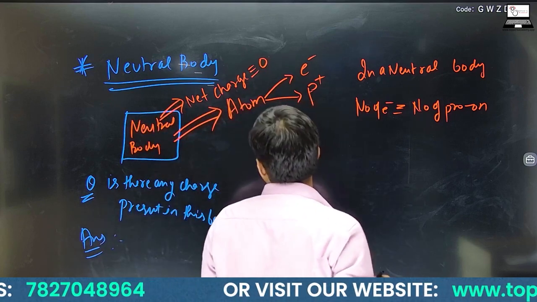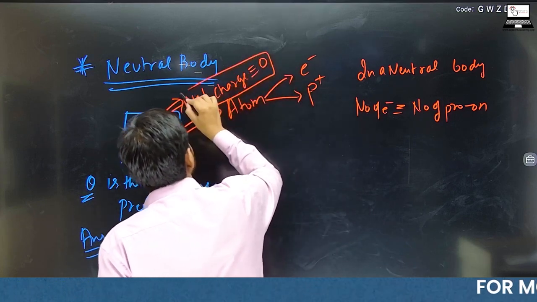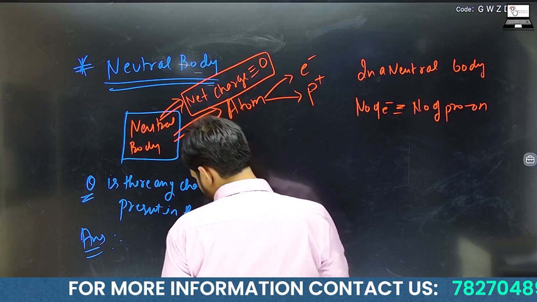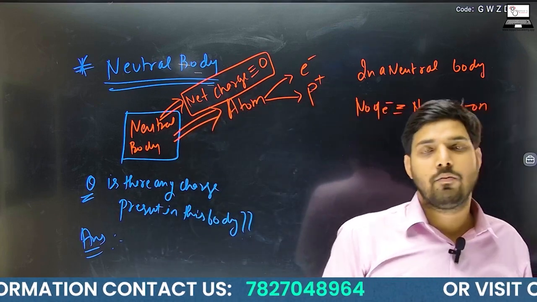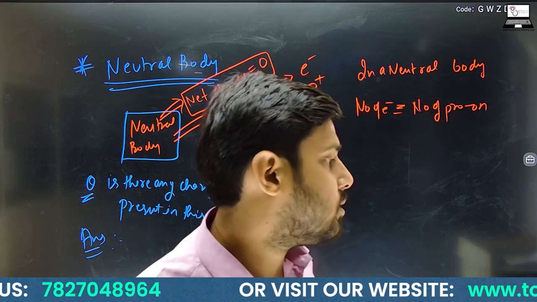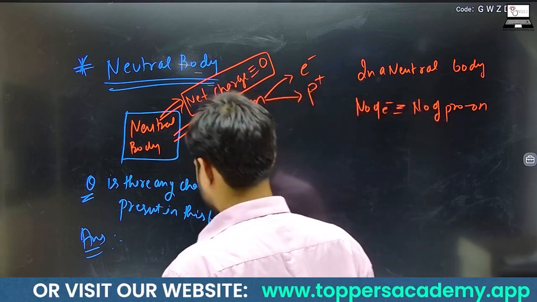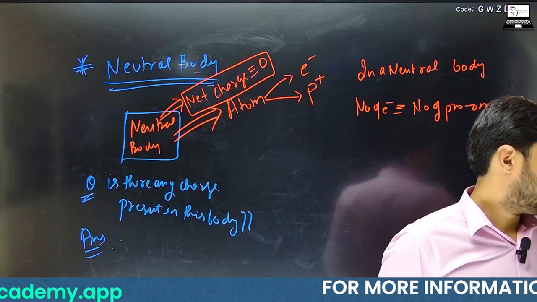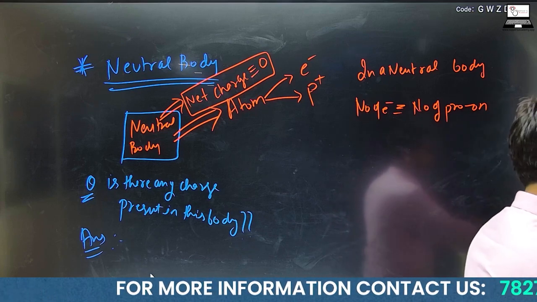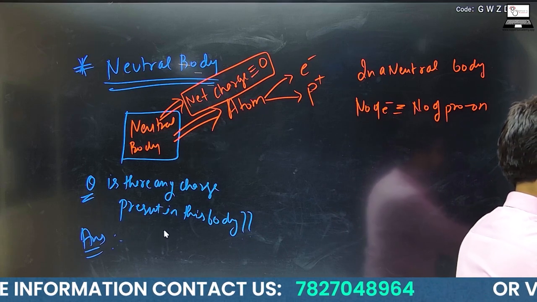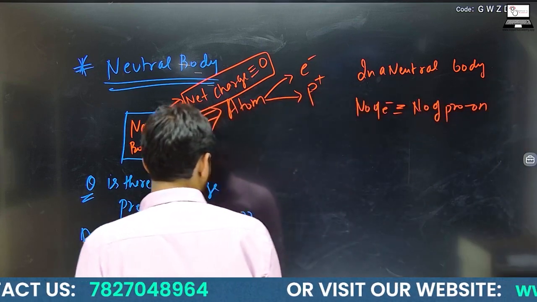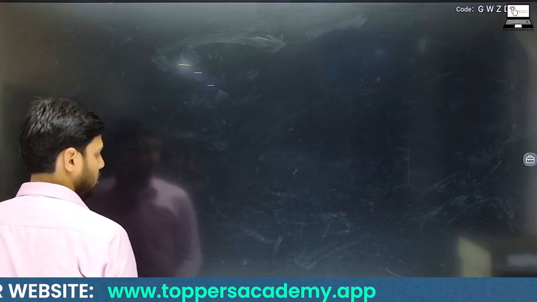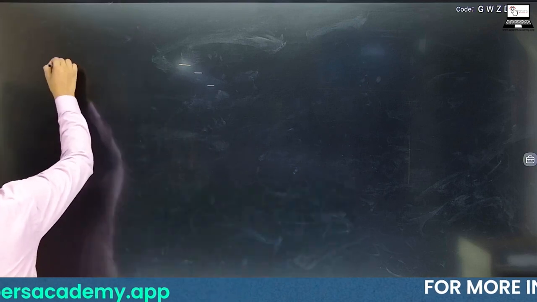We do not say anything else. We just say net charge is equal to zero. Net charge means adding both the charges. Understand what a neutral body is here? Clear? All right. Now I think you understand it. So now we are going to talk about something more, that is units. We have talked about unit. Now what is the dimension of charge? Alright, we are going to talk about what is the dimension of charge.